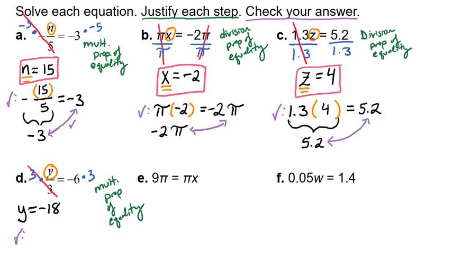And so now we're ready to check our solution, and we're going to do it the same way we've done the others. We're going to replace our y with the value for y that we just got. So here's where our y is at. We're going to divide that by 3 and then check to see if that equals negative 6. So we'll go ahead and we'll plug in our negative 18.